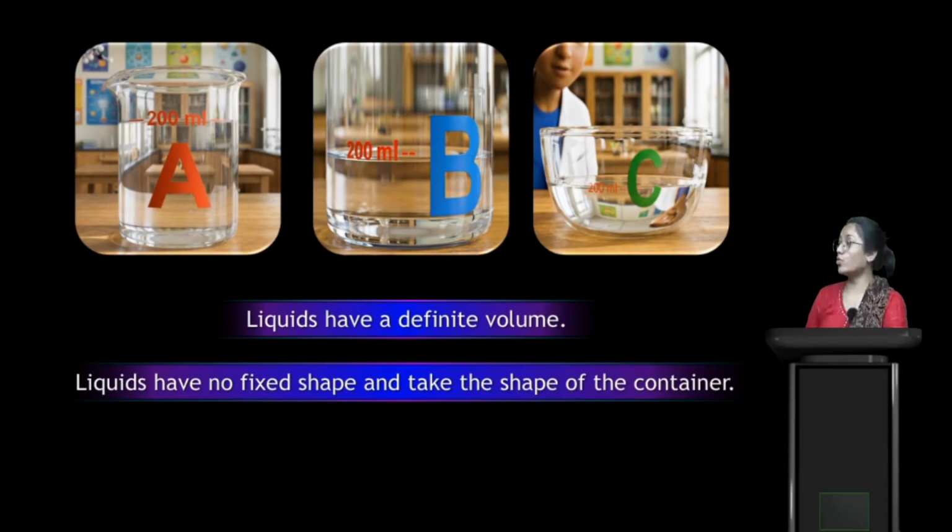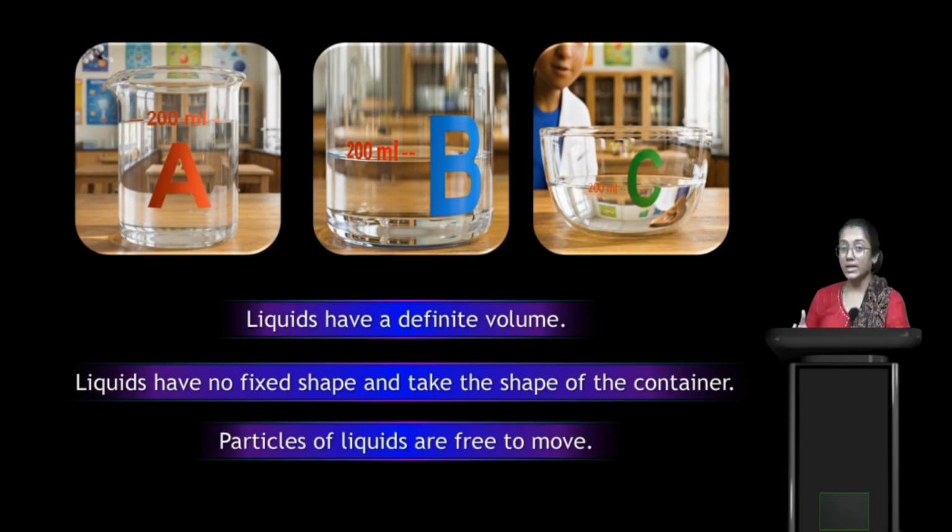And liquids have no fixed shape. In case of solids, we can say they have a fixed shape, but we can't say that for liquids, because liquids take the shape of whatever container we put them in, isn't it? If we put them in a glass, they will take the shape of that glass. If we put water into a bottle, the water will take the shape of that bottle. So liquids have no fixed shape and take the shape of the container. Clear everyone?